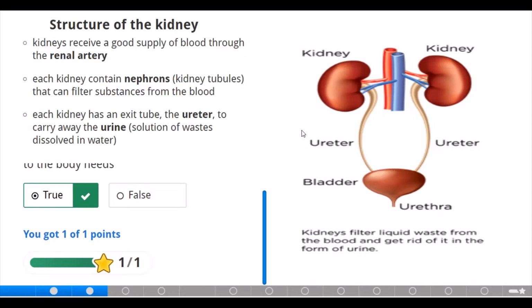On the right hand side, I have a picture of the excretory organ, the kidney. The human has two kidneys with two ureters, an exit tube that leads to the bladder from the kidney, and another tube that leads from the bladder out of the body, that is the urethra.